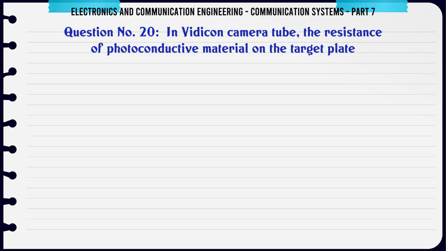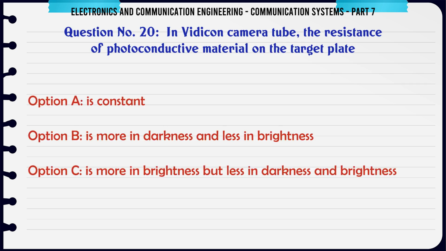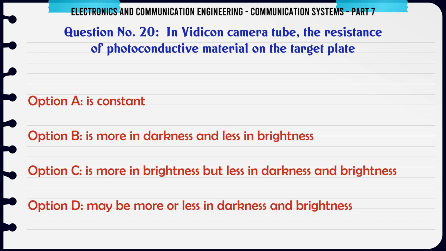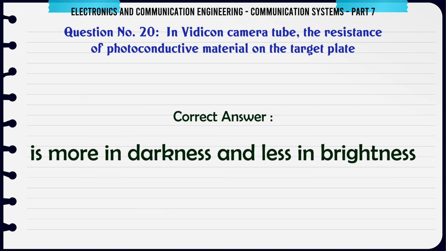In Vidicon camera tube, the resistance of photoconductive material on the target plate A, is constant, B, is more in darkness and less in brightness, C, is more in brightness but less in darkness, D, may be more or less in darkness and brightness. The correct answer is more in darkness and less in brightness.